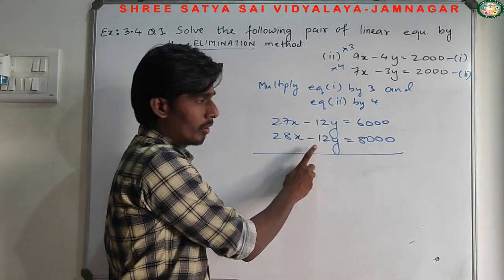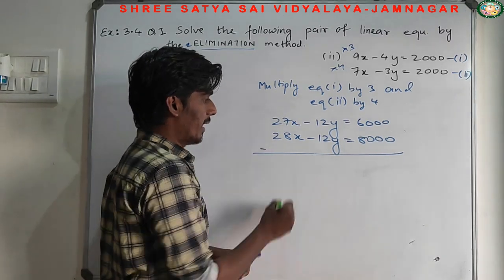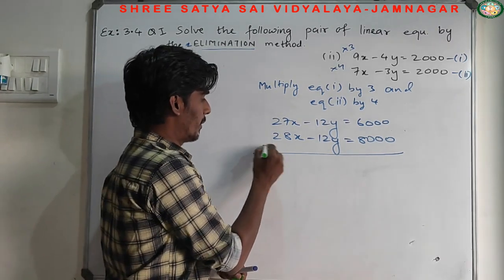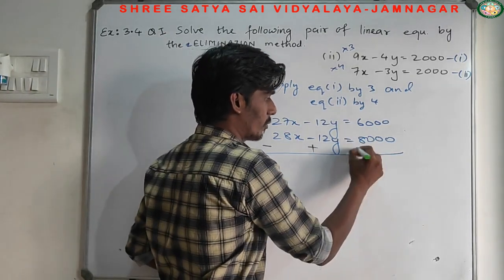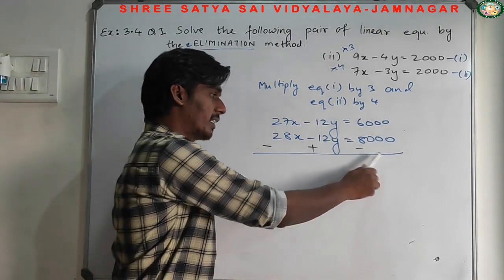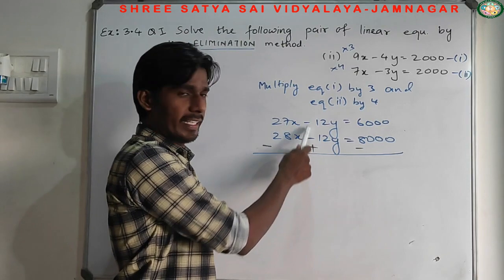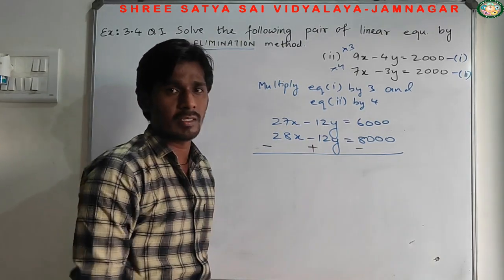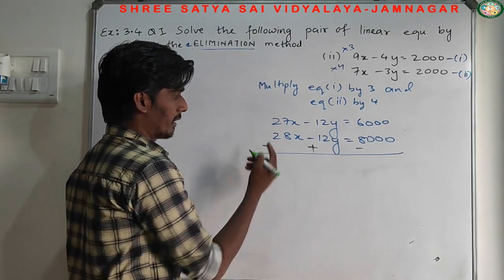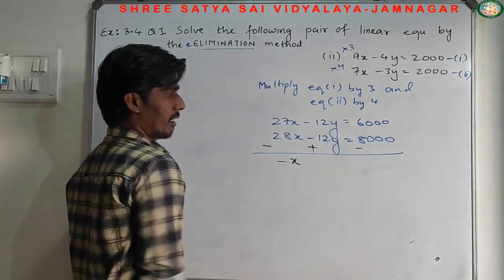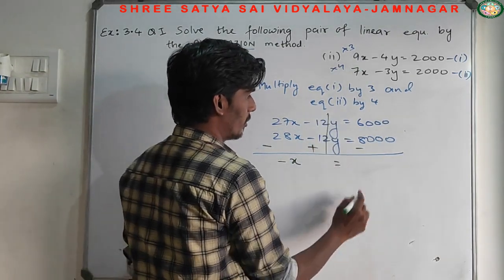Whenever the signs are the same, we have to subtract the equations. So this is what? Minus plus 28 becomes minus, minus becomes plus, and this plus 8000 becomes minus 8000. When do we change the sign? When the signs of both terms are the same. If they are already different, then no need to change the sign, just like our first two examples. So minus 28 plus 27, greater number sign, so minus x, plus 12 minus 12 get cancelled, 0.